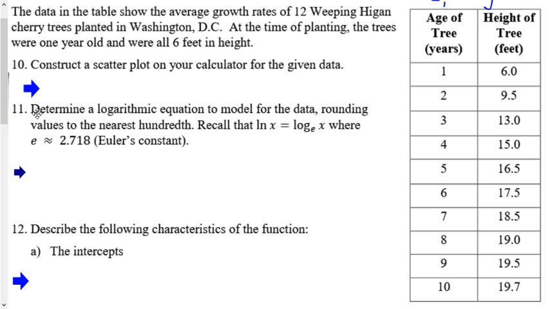Determine a logarithmic equation to model the data, rounding the values to the nearest hundredth. Now, when you do a logarithmic regression on your calculator, it will do a log base e, which is a natural logarithm. So you're going to have an ln showing up in your equation. That is a log base e, which we call a natural logarithm.